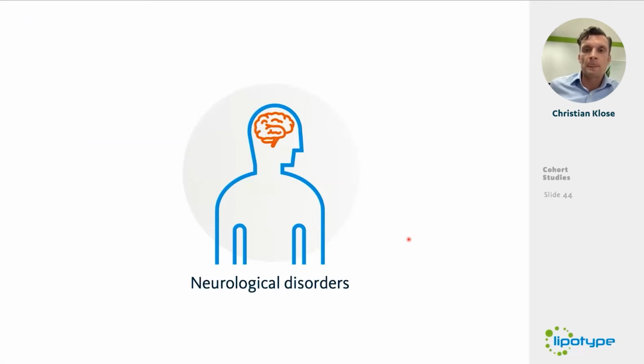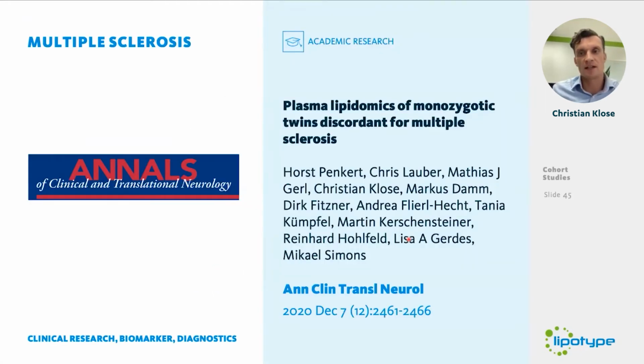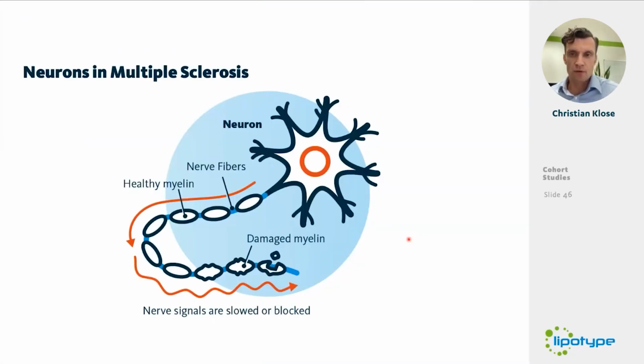Okay, after two examples dealing with basically eating disorders, my next example deals with a neurological disease. It is about a twin study that aimed at the identification of lipid biomarkers for multiple sclerosis, which is done in a collaboration with the German Center of Neurodegenerative Diseases. Multiple sclerosis is a chronic inflammatory and neurodegenerative disease of the central nervous system. The body attacks the myelin sheath of the neurons, as you can see here, in the brain and the spinal cord. And the damaged myelin causes communication problems between the central nervous system and the rest of the body. And there is no cure for this disease today.